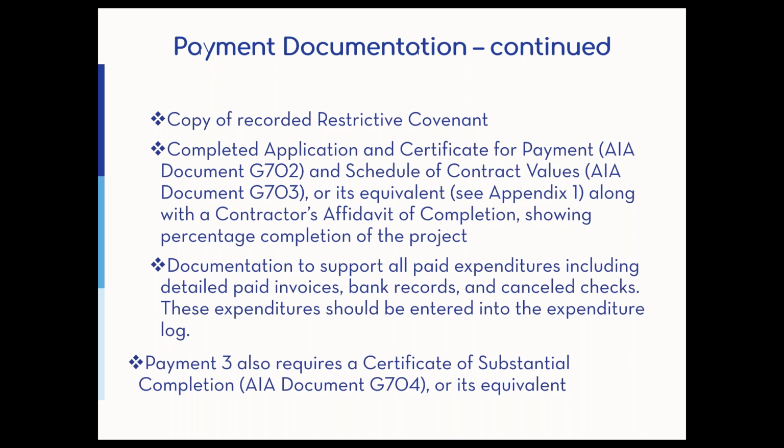So for all of the payment requests, you do need those G702, G703, or their equivalents. Documentation of paid expenditures for all three. Payment 3 also requires a certificate of substantial completion or its equivalent. And I'll show you some examples of those as well.